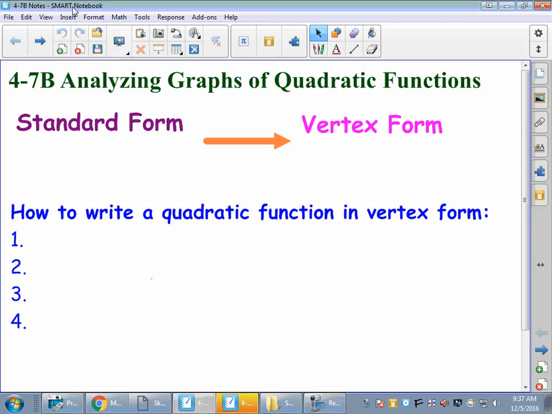These are your 4-7B notes. We are going to analyze graphs of quadratic functions. We actually did the analyzing yesterday, where we had the equation put in vertex form.